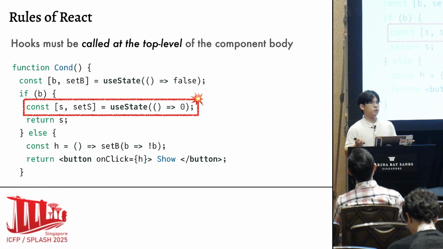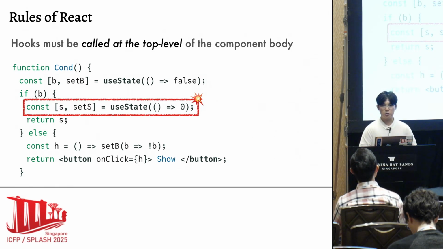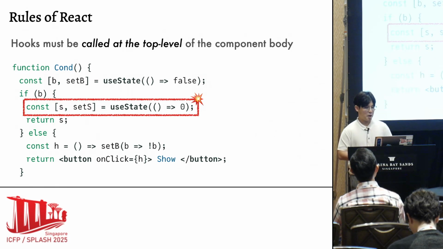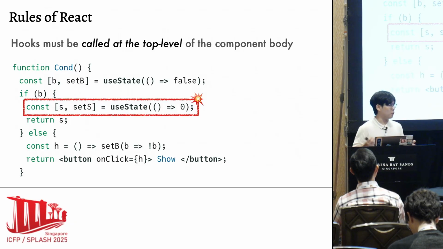And there are certain rules to follow when using hooks, collectively known as the rules of React. For example, hooks must be called unconditionally at the top level of a component. So this con component here violates this rule by calling useState conditionally inside an if branch. So when you click show, con will re-render and crash the UI. This is because React identifies a hook by its internal position in a linked list, and conditional hook calls violate this assumption.